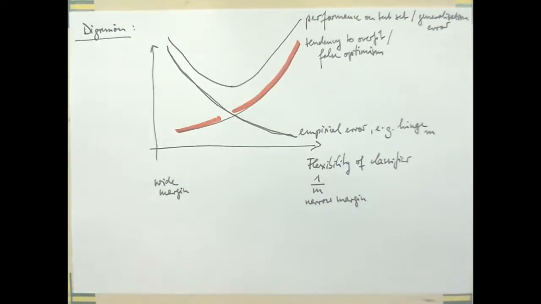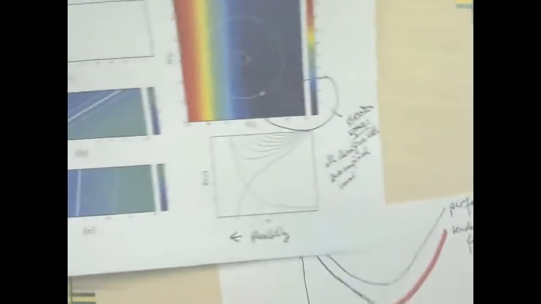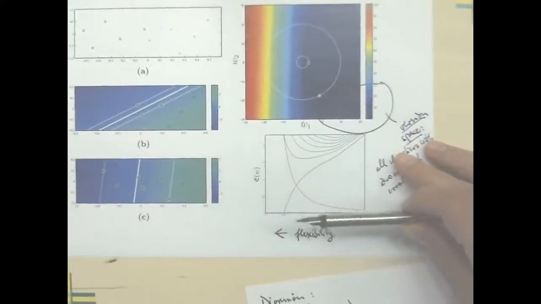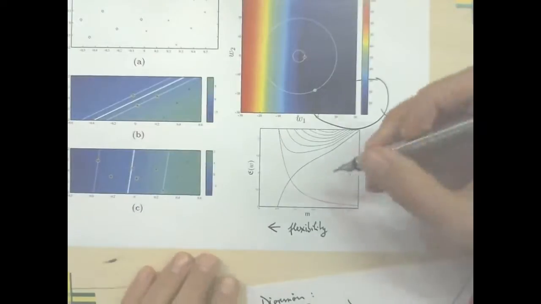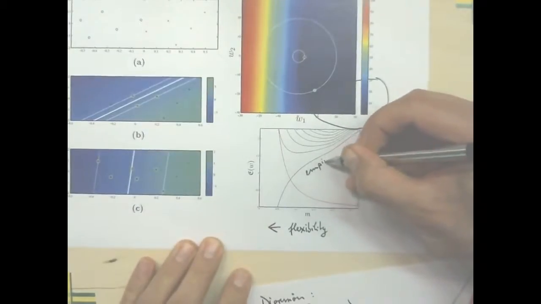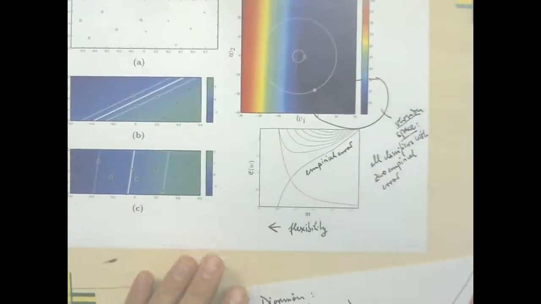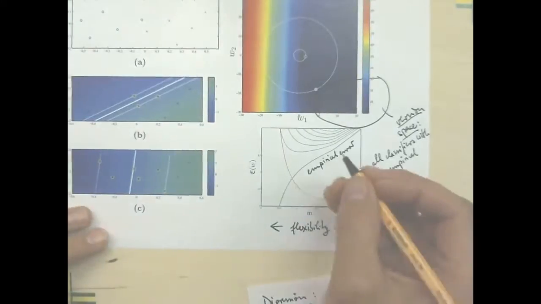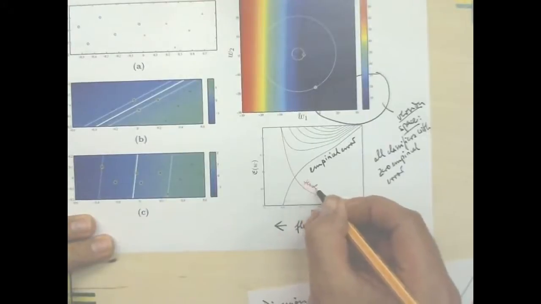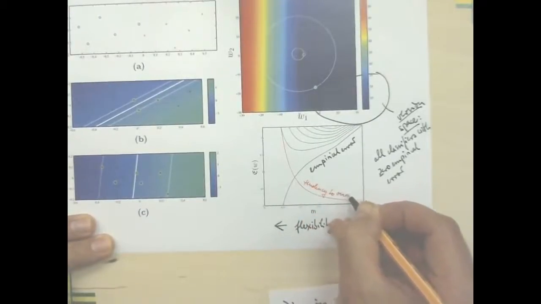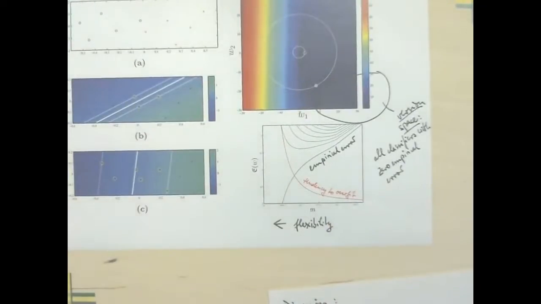Now, again, remembering that the axes have been inverted, because here the flexibility of the classifier goes to the right, and here the flexibility of the classifier increases to the left. That's what we have in this picture. So the black line here is the empirical error as measured by the hinge loss. And the red curve is a measure for the tendency to overfit, or for false optimism. And now if you add up these two, you get these green curves, which are our estimate for the actual error, for the generalization error.